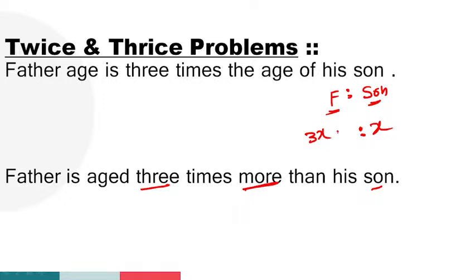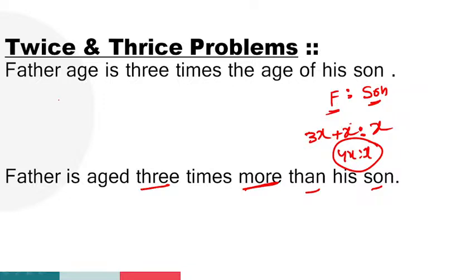More means adding, less means subtraction. Already you know, guys. More than his son. Son is how much? x. Then 3x plus x, 4x is to x. It is the formation, guys, if you are going with the basic method.